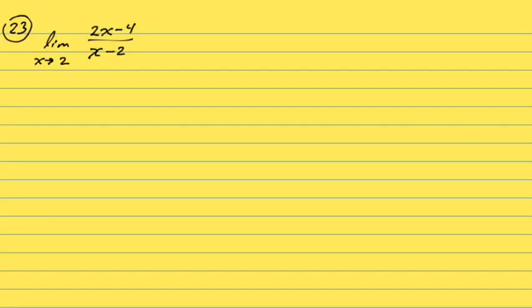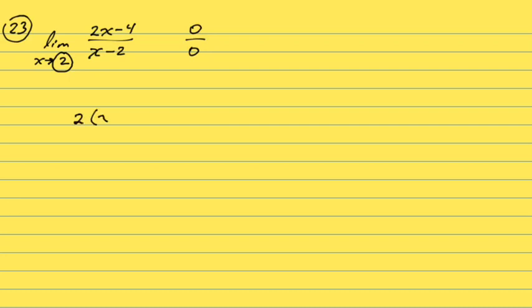Okay, I always try direct substitution first. This is for 11.2 in the pre-calculus course. If you do a direct substitution and you put a 2 in, I believe you get 0 over 0, right? So we have to use one of our techniques. One of them is factoring.